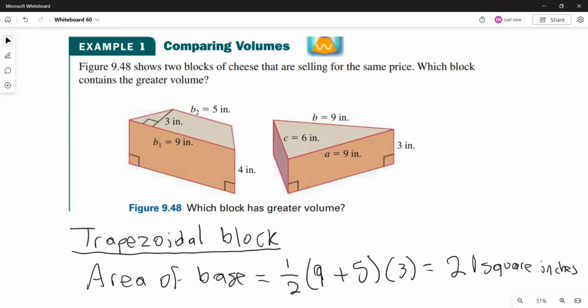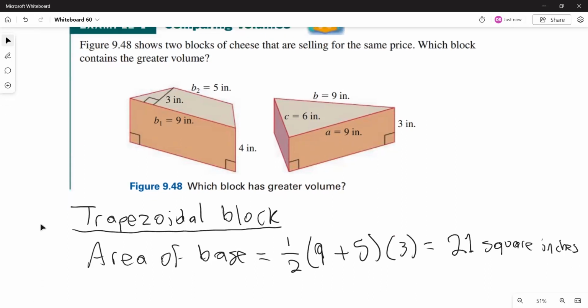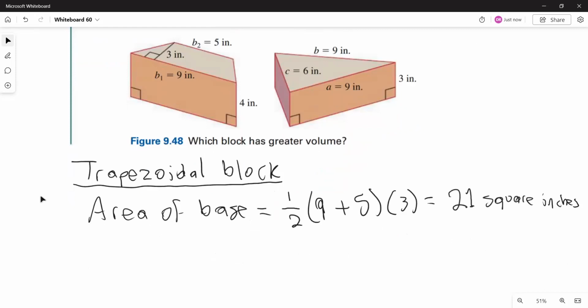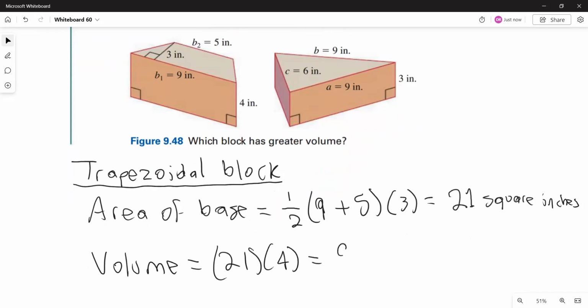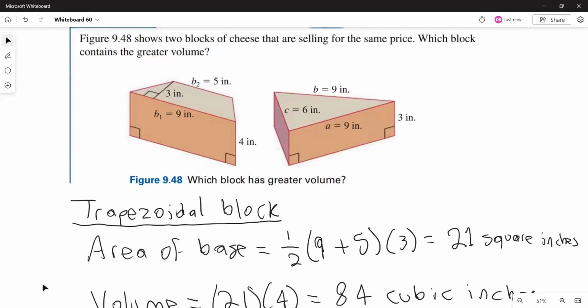And the volume of the block is going to be the area of the base times the height. So the volume is 21 times 4, or 84 cubic inches. And we're going to compare this to the triangular block.